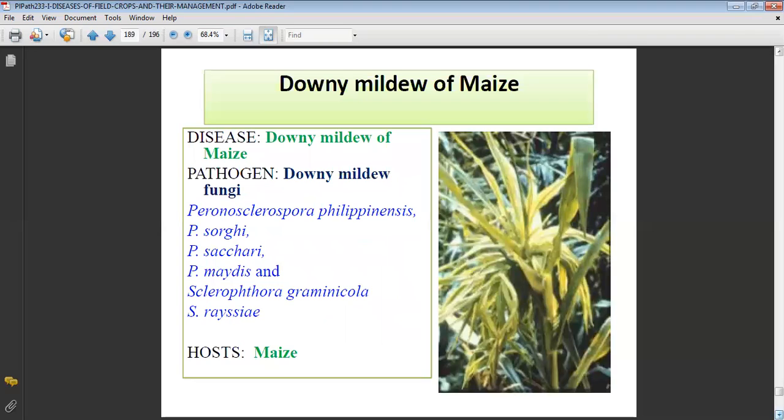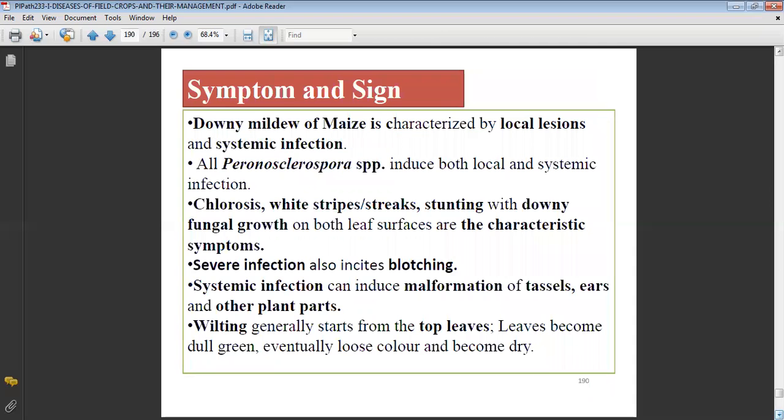Now, the second disease which we are going to take today is downy mildew of maize. The pathogen is Peronosclerospora philippinensis or Peronosclerospora sorghi, Peronosclerospora sacchari, Peronosclerospora maydis, or even Sclerophthora macrospora or Sclerophthora rayssiae. And as we are studying maize, the host is maize.